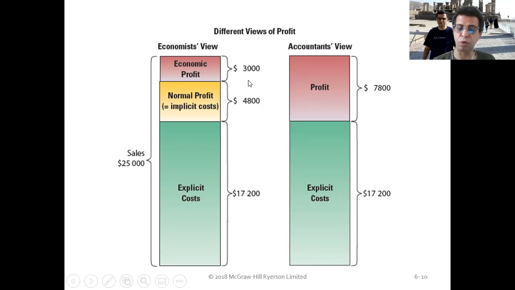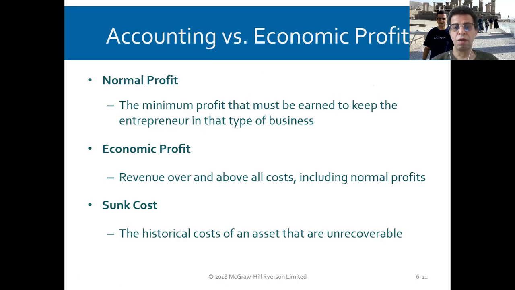This is the different approach from accounting. So we're looking at something called a normal profit, which is the minimum profit that must be earned to keep the entrepreneur in that type of business. That's what you call a normal profit. Then you have the economic profit, which is the revenue above all the cost, including the normal profit. That's another way of looking at explicit versus explicit and implicit.